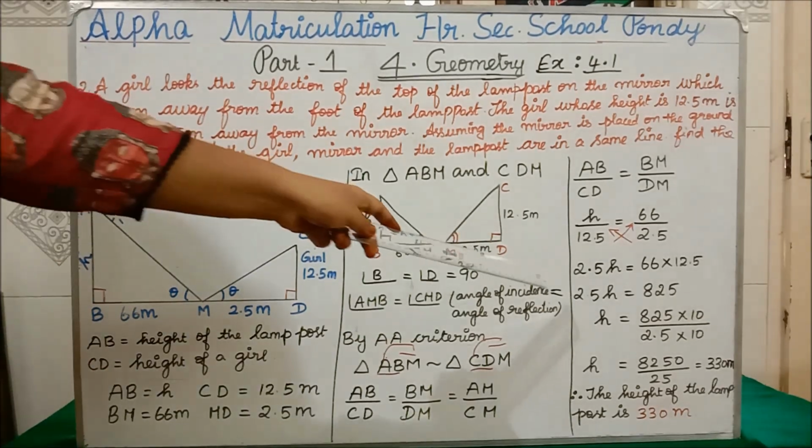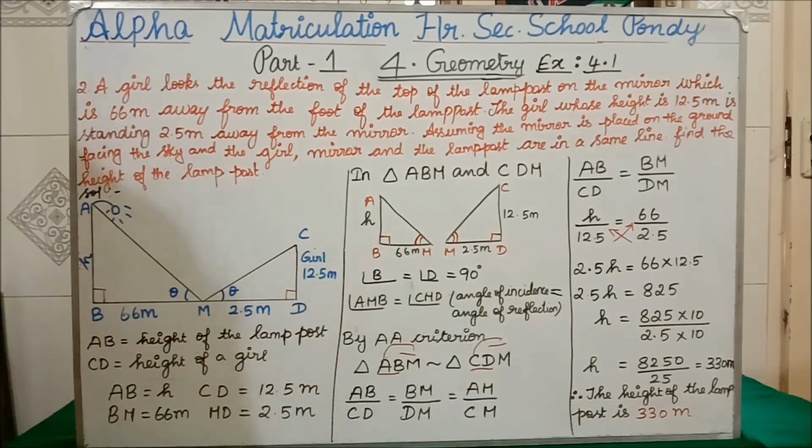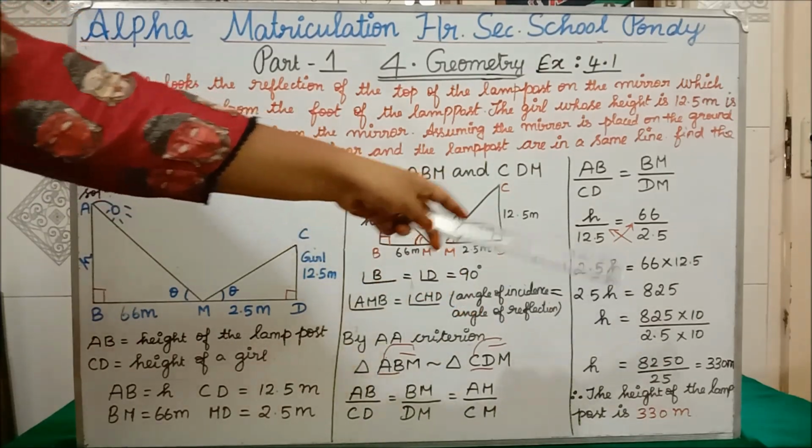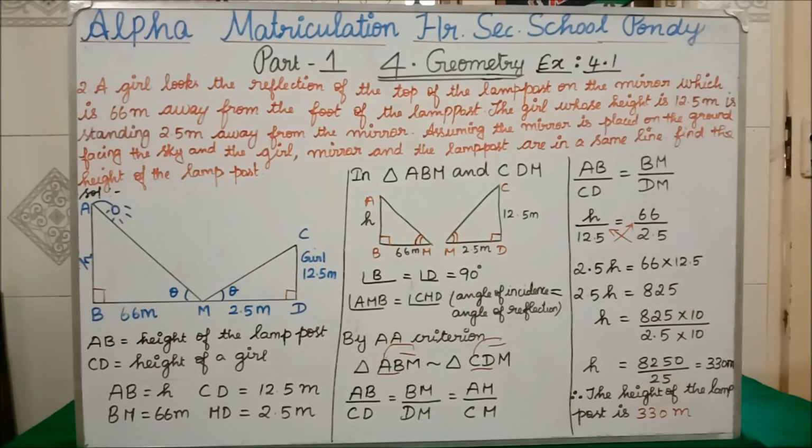So next step, 2.5 will go down. Since we have one number after the decimal, I am multiplying numerator and denominator by 10 and 10. So what will I get now? 8250 divided by 25. If you divide 8250 by 25, you will get 330 meter. Therefore, the height of the lamp post is 330 meter. Clear, students, all of you?